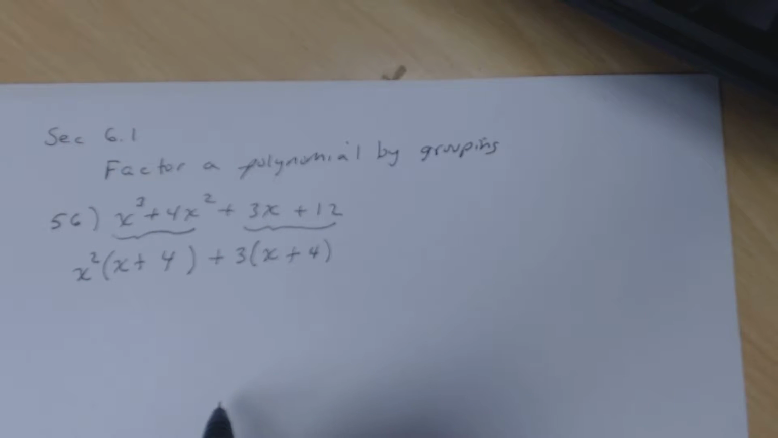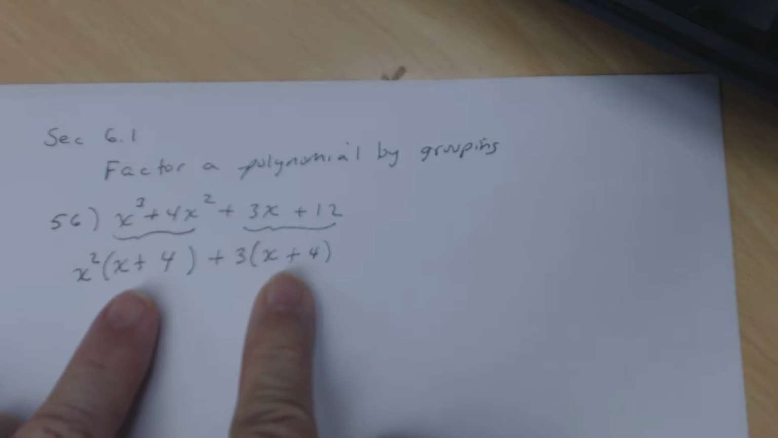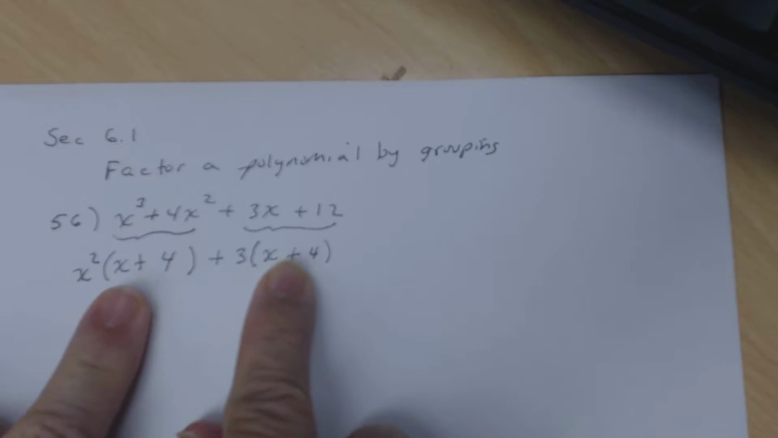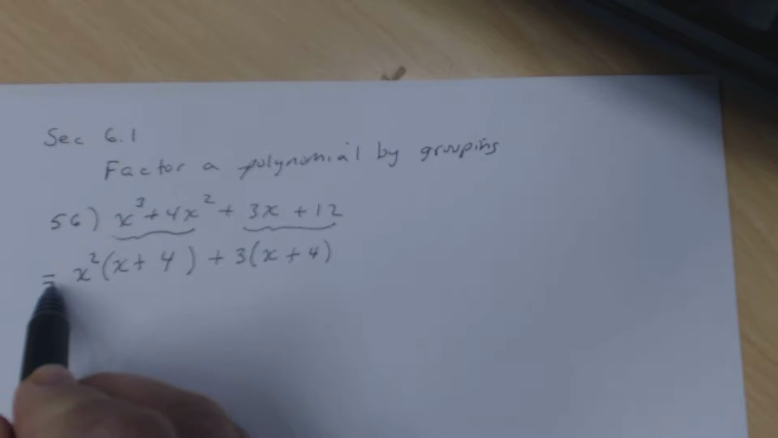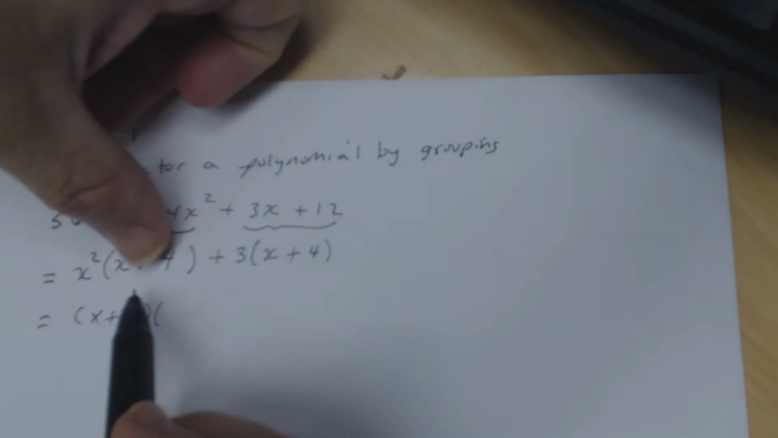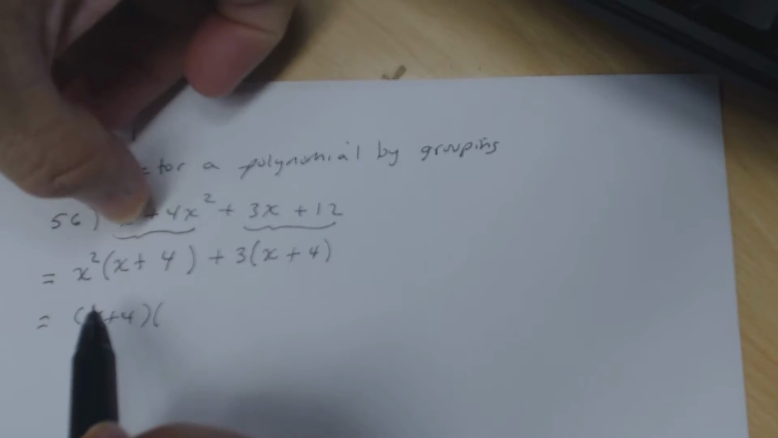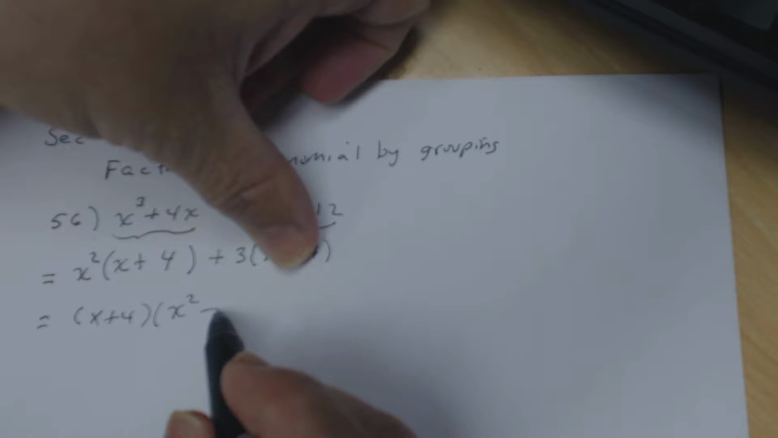All right, so that was step 1 and step 2. Now step 3, I'm going to put this back up here. Step 3 says if there is now a common binomial factor in a group, factor it out. So there is a common binomial factor. So there is a common factor in these 2 groups. So I'm going to take this x plus 4, and I'm going to factor it out. So when I do that, I'm going to have x plus 4 times, now when I factor out this x plus 4, if you need to cover it up, you're left with x squared. And when I factor out this x plus 4, you're left with 3.